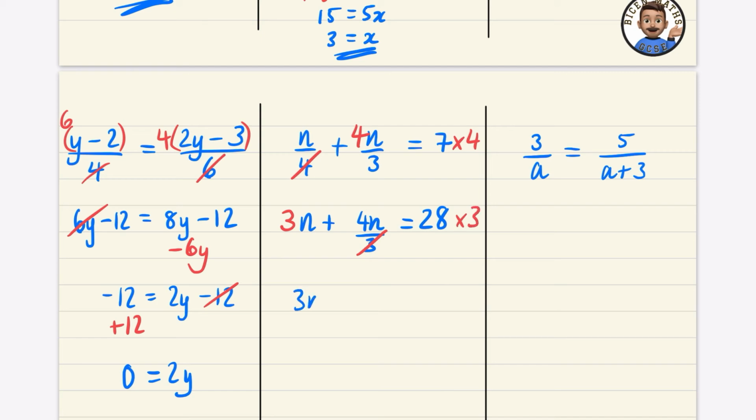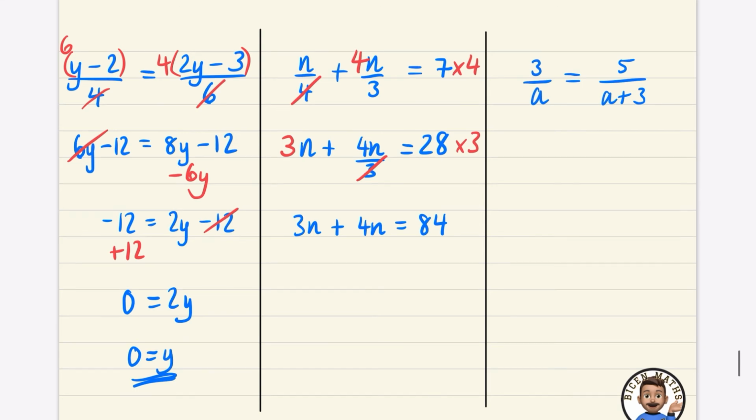So I get 3n plus 4n equals 28 times 3. That is 84. You can check out on a calculator. Then I simplify. 3n plus 4n is 7n. 7n equals 84. And then I'm just going to get rid of that 7 by dividing by 7. And hopefully you can check or work out that 84 divided by 7 is 12. Last one that we've got here.